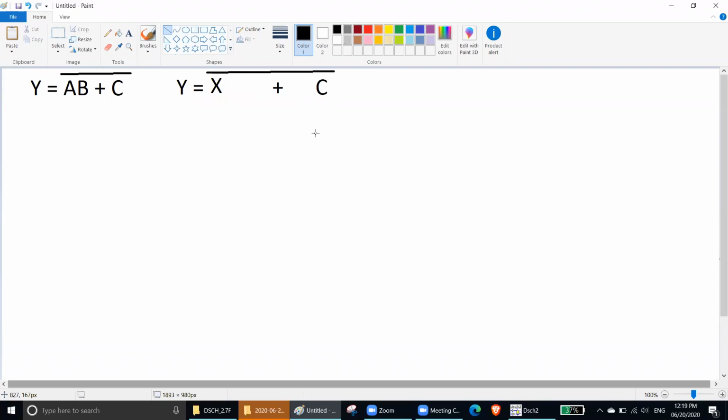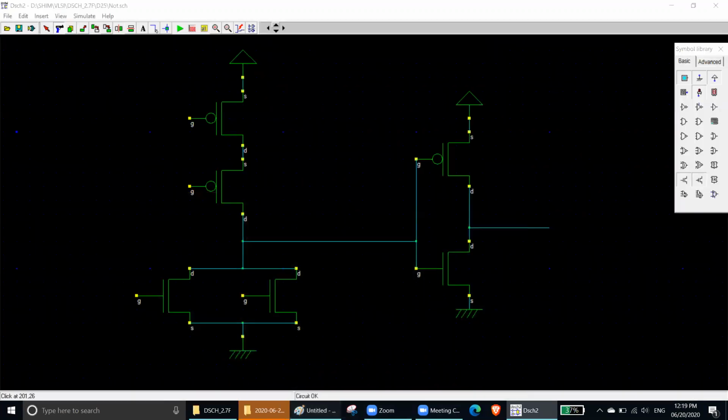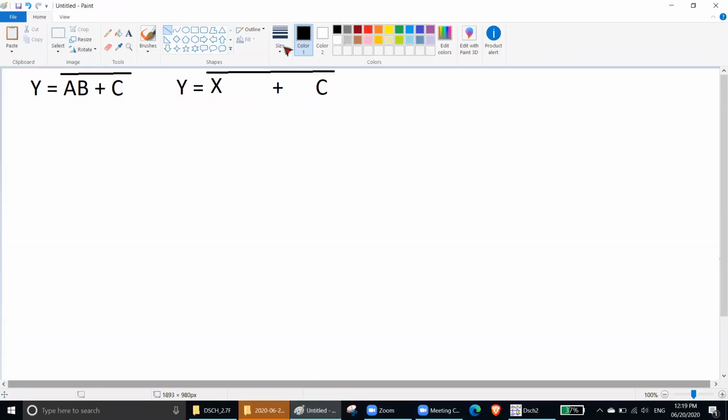X or C gate. It's a NOR gate. NOR gate, right? Yes. Let's design the NOR gate. No, not here. I'm going to design it here.